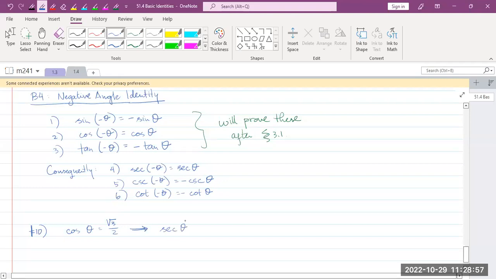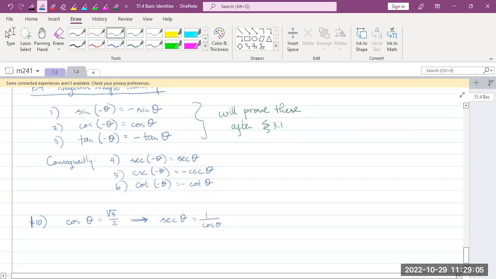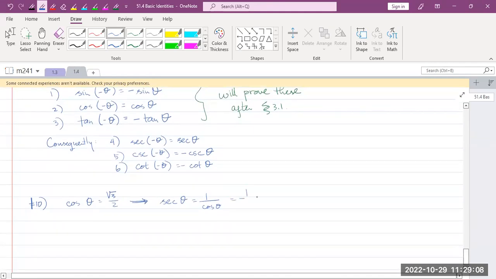Notice that secant theta is the reciprocal of cosine theta, right? We know cosine theta is radical 3 over 2. So secant theta is the reciprocal of that, 2 over radical 3. I just flipped that upside down. But the problem with this is we have a radical in the denominator, which we don't like. So we rationalize, multiplying the top and the bottom by radical 3. That's for number 10.